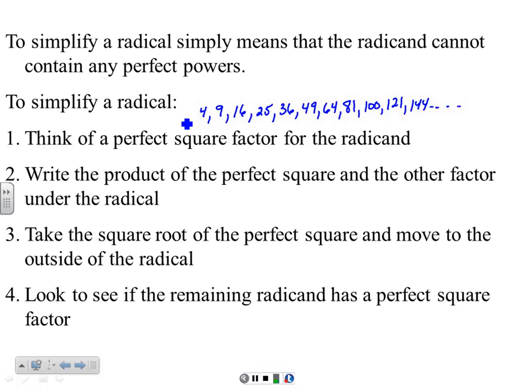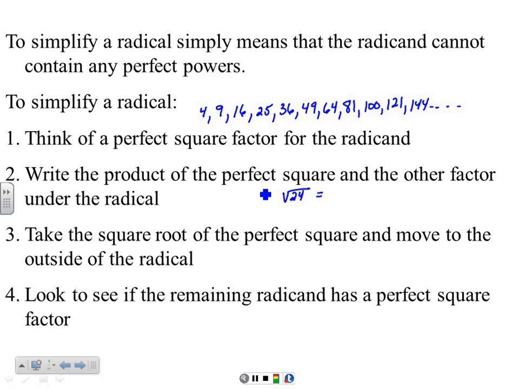You're going to think of which of these numbers, which of your perfect squares will go into your radicand. That's your first step in simplifying a radical. And then what you're going to do is write the product of the perfect square. So let's think of one. Let's say the square root of 24. And we're going to simplify this.